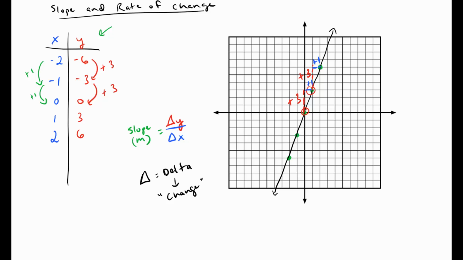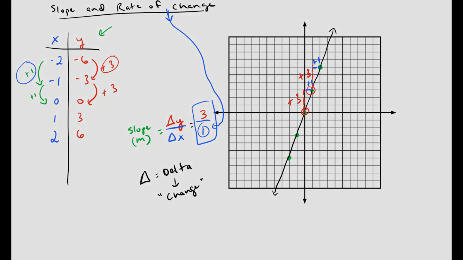And the slope for this particular relationship, we saw that every time the y changed by 3, the x changed by 1. Therefore, we would have a slope of 3 over 1. Now, rate of change tends to refer to the slope when the denominator here is 1. So 3 would also be the rate of change in this particular function.